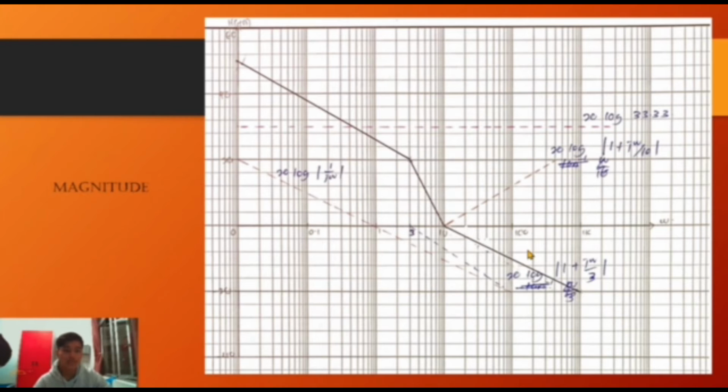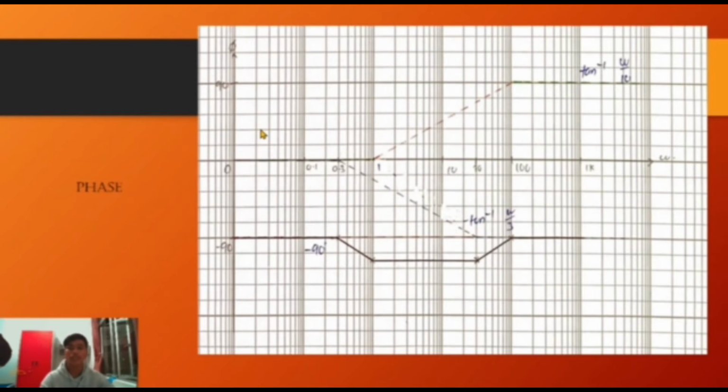So this is how to make the magnitude plot. So we go to phase. So we go to the phase diagram.